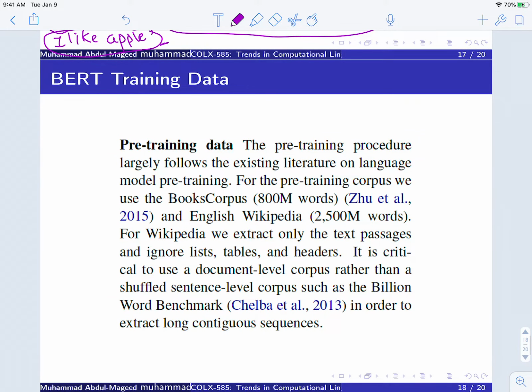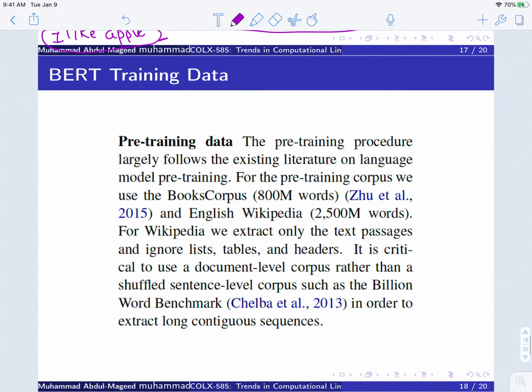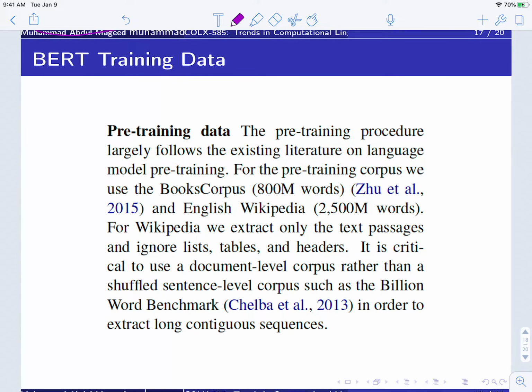What is the dataset they train BERT on? Two things. There's the BookCorpus, which is 800 million words, so it's large. And then English Wikipedia, which is 2.5 billion words, so 2,500 million words. So this is very, very large.